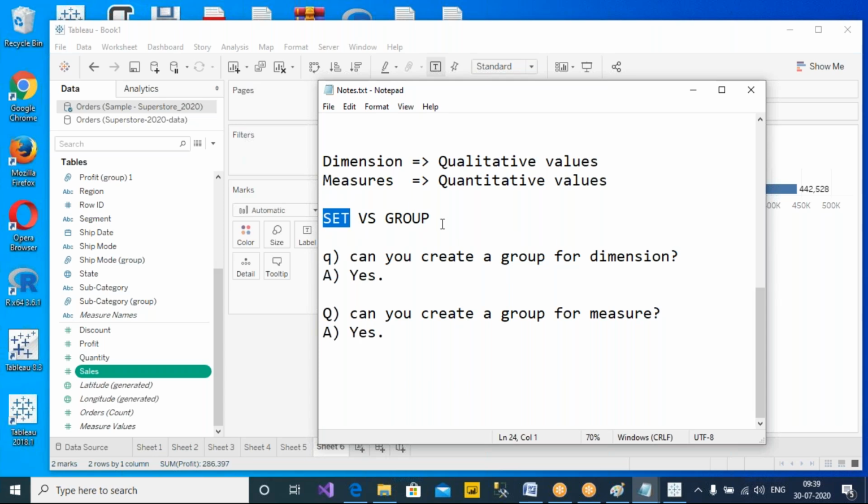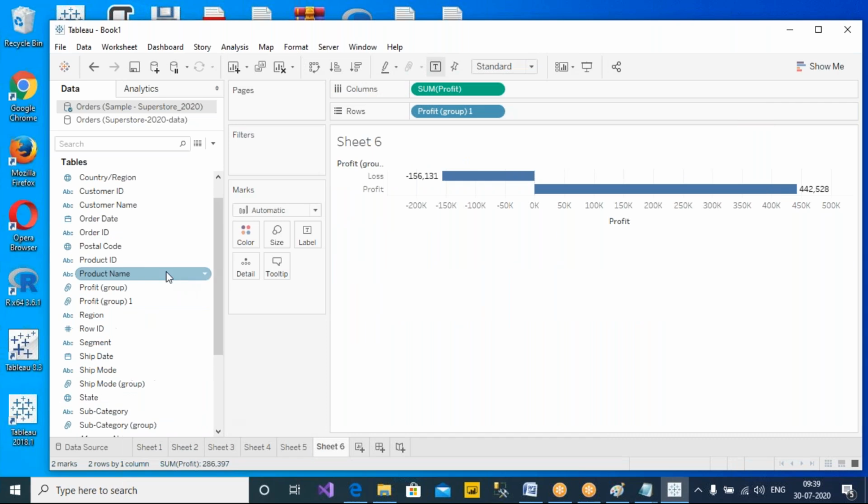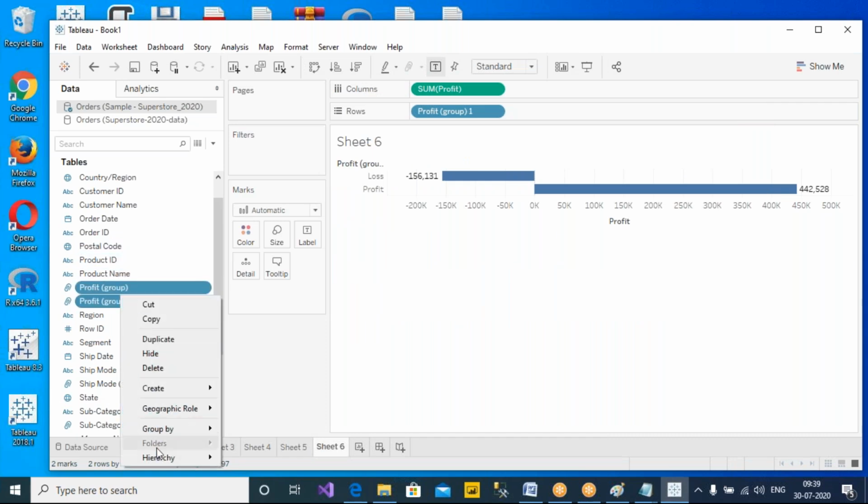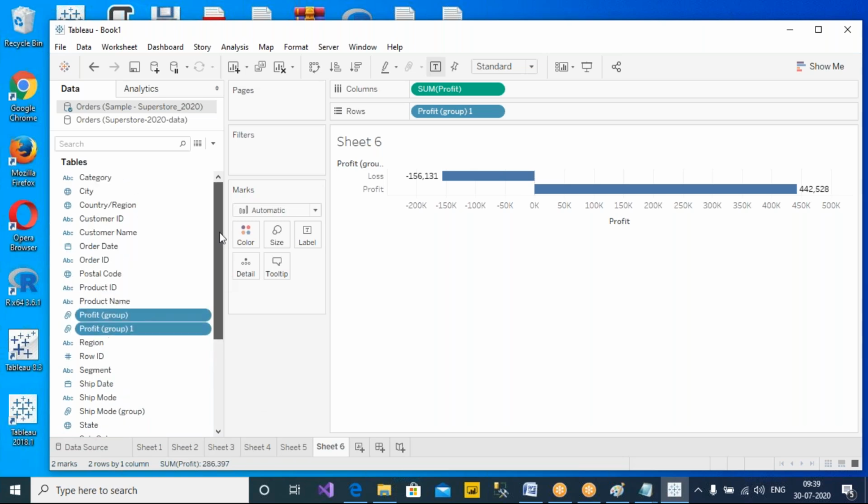We can have combined sets for the sets, but can you combine a group? Can you combine these two groups here? You can never do that. It doesn't allow it. So those are the small differences between the sets and the groups.